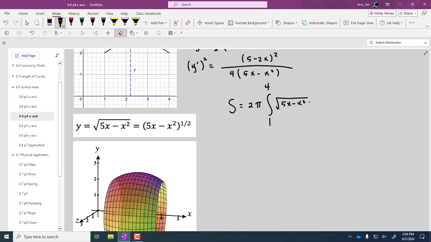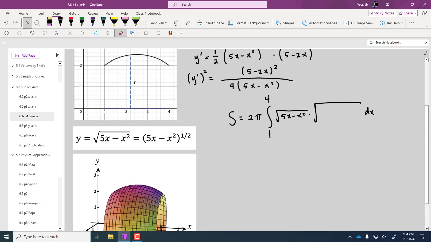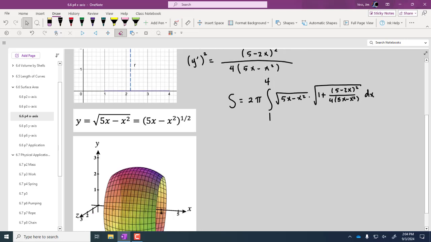So our limits of integration are as such. 2 pi r. Now ds, big square root, that's going to be 1 plus the derivative squared. We have the derivative squared right there, and then we have to add 1. So I'll put the 1 in front, and then we've got the derivative squared right there. So that's going to be 5 minus 2x squared in the numerator. And in the denominator, we have all that: 4 times 5x minus x squared. So there is our integral. That's the setup for surface area.